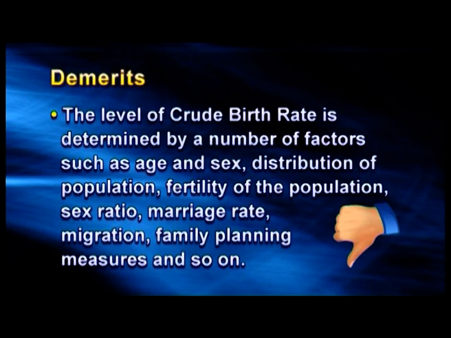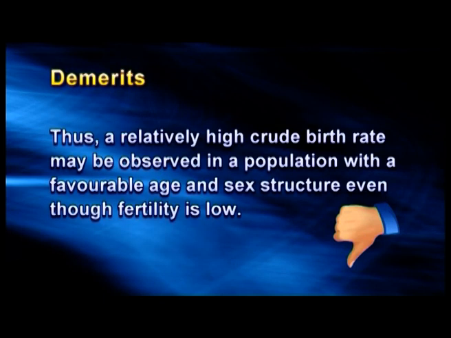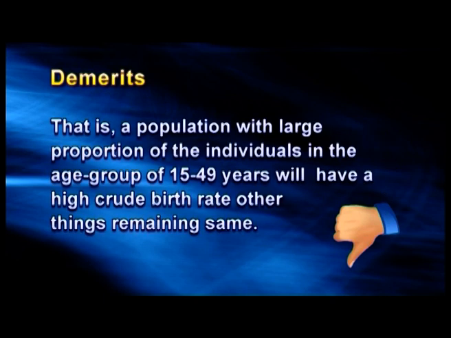The level of crude birth rate is determined by a number of factors such as age and sex distribution of population, fertility of the population, sex ratio, marriage rate, migration, family planning measures, and so on. Thus, a relatively high crude birth rate may be observed in a population with a favorable age and sex structure even though fertility is low. That is, a population with a large proportion of individuals in the age group of 15 to 49 years will have a high crude birth rate, other things remaining the same.